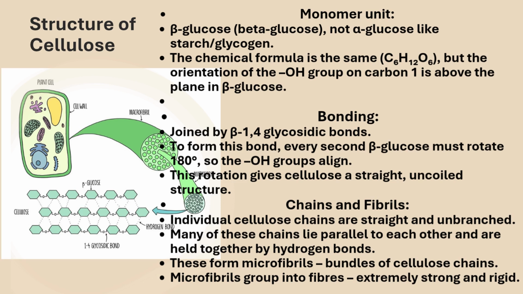Chains and fibrils. Individual cellulose chains are straight and unbranched. Many of these chains lie parallel to each other and are held together by hydrogen bonds. These form microfibrils, bundles of cellulose chains. Microfibrils group into fibers, extremely strong and rigid.